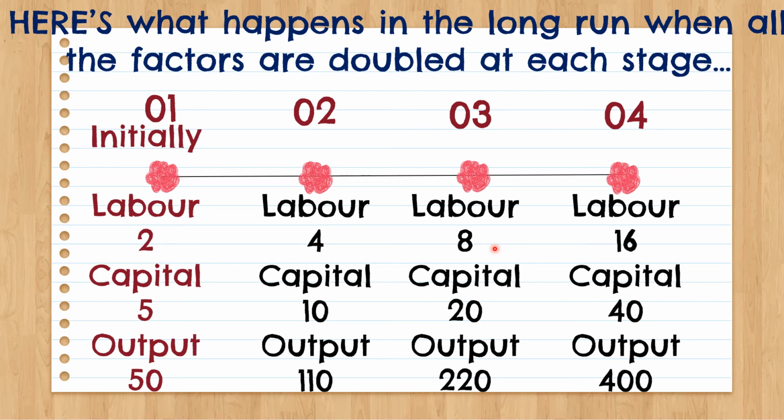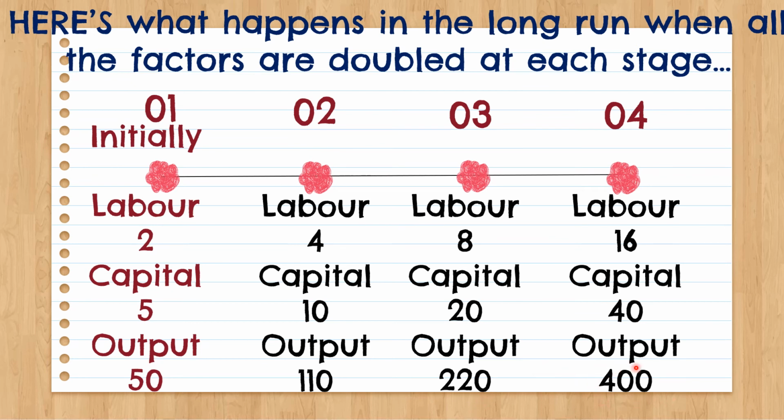The inputs are further doubled. 8 becomes 16 units of labor. 20 units of capital becomes 40 units of capital. And we would expect that the output would further double. If they had to double, 220 multiplied by 2 would be 440.